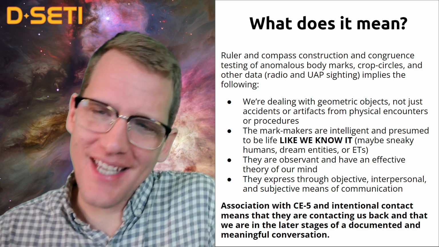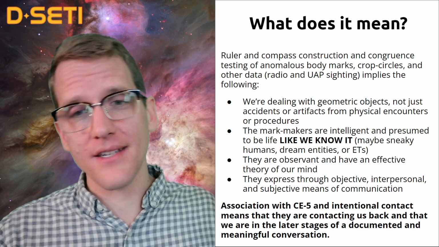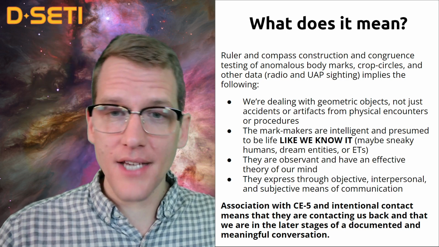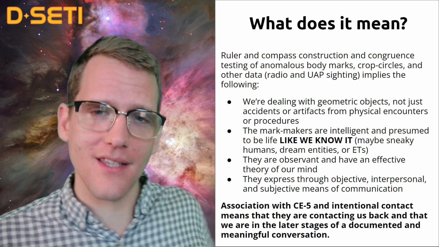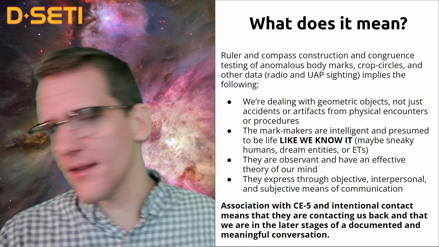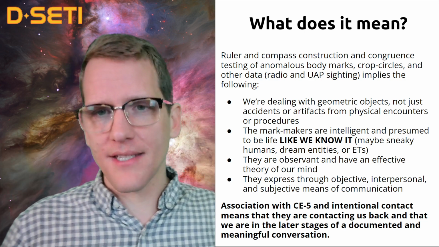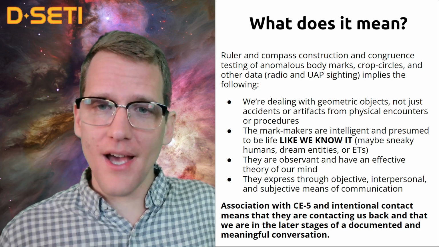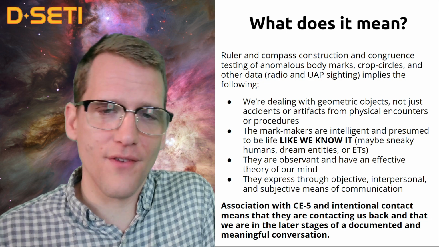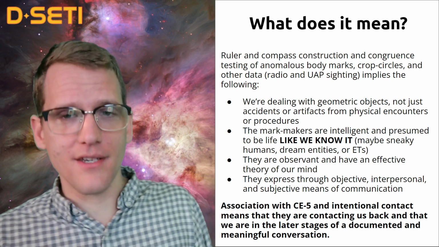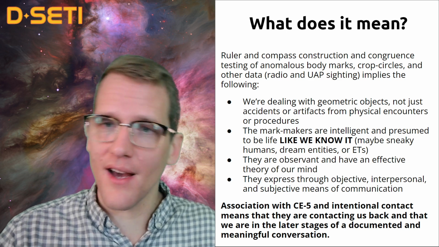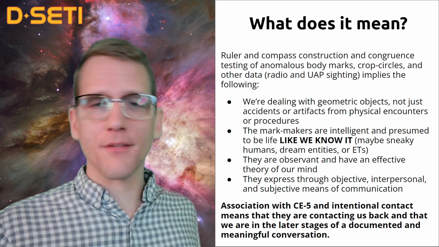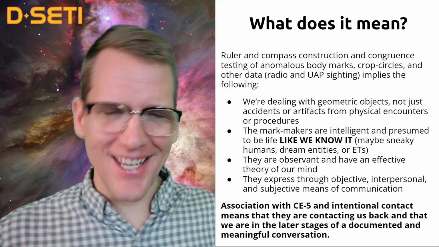The association with CE5 and intentional contact means that they are contacting us back, that we are in the later stages of a documented and meaningful conversation, the documentation of which exists in thousands of photographs of UAPs or marks on the body that people don't know how to make sense of. They go, I don't know, we don't know, does this make sense, is this real? Go do some geometry. We'll get a database of geometric communications that are undeniably geometric and clearly not accidental artifacts of physical encounters, that are clear expressions of this creative, holistic, and integral intelligence.